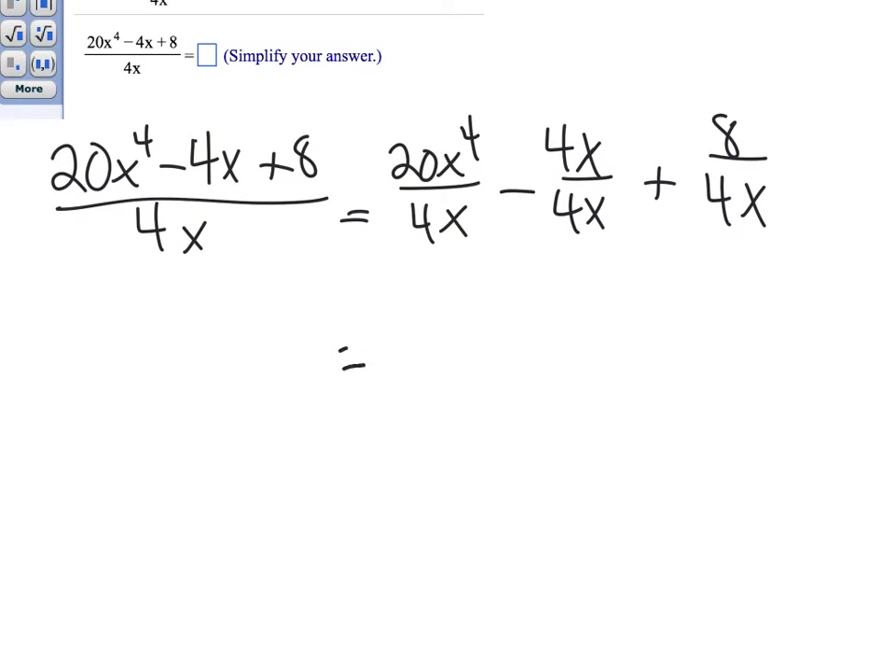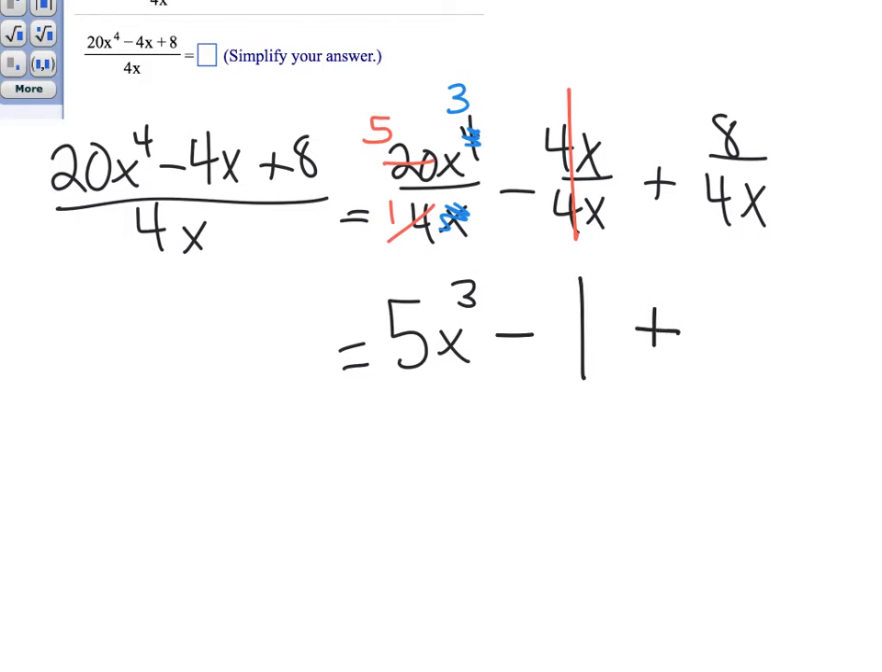And now the first term right here, the 20 becomes a 5 and the 4 becomes a 1, because both 20 and 4 can be divided by 4. 20 divided by 4 is 5, 4 divided by 4 is 1. And then this x, there's 4 x's up here, 1 x down here. So this x cancels with one of the 4 x's, leaving you with 5x to the third power. Right here, 4x over 4x, that whole thing cancels out, leaving you with 1. So that becomes minus 1.